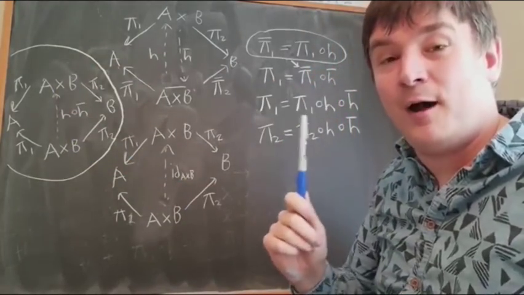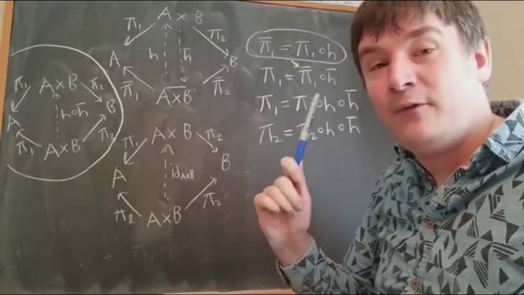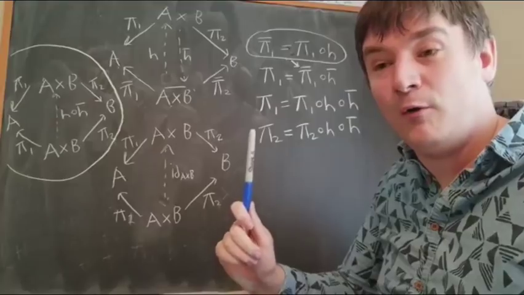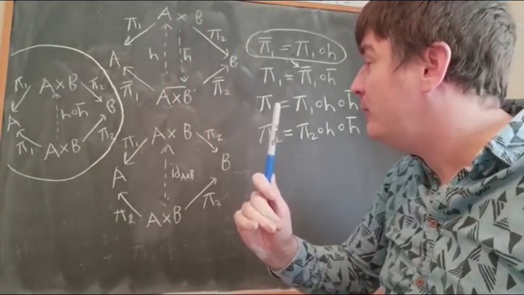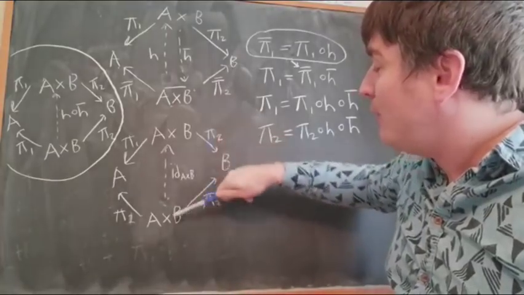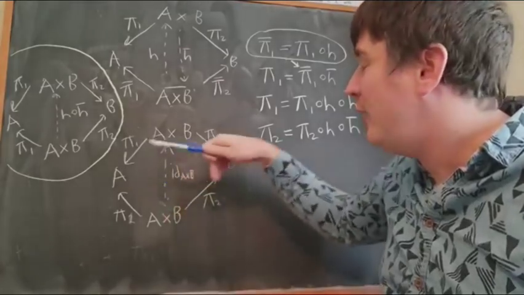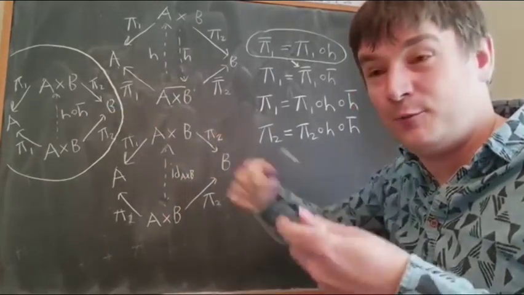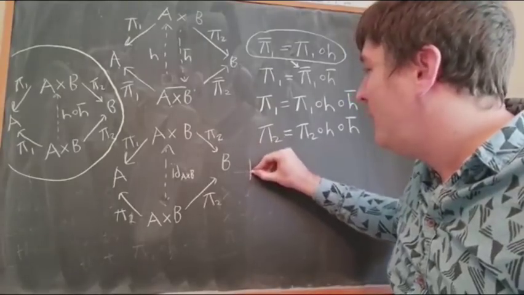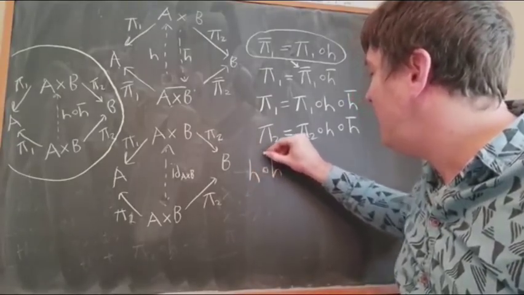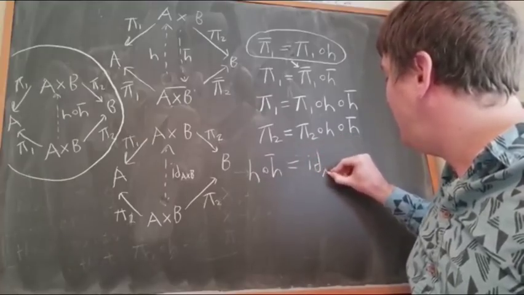But here's the clever part. Remember the definition of a product. We said there's only supposed to be one such intermediary arrow which makes the diagram commute. And here we have one. So if we only have one and we see two expressions for it, those expressions must be equal. So we have that H after H bar must equal the identity of A times B.